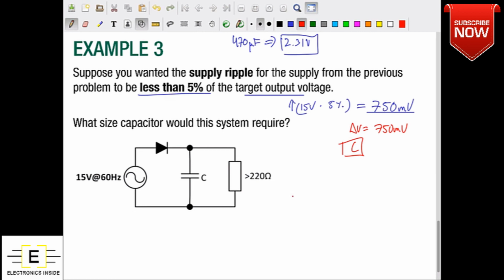And so we see that, just like before, the average current is equal to the capacitance times our supply ripple over the discharge period, which just comes from our understanding of capacitors.